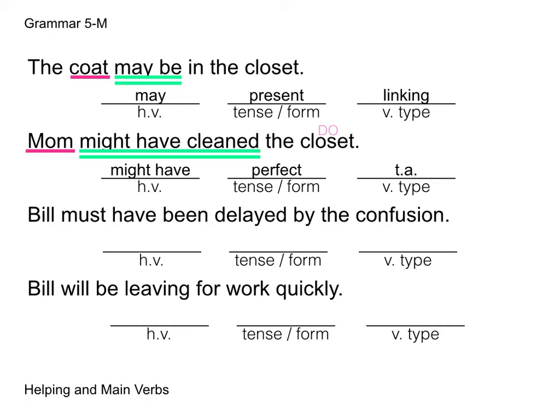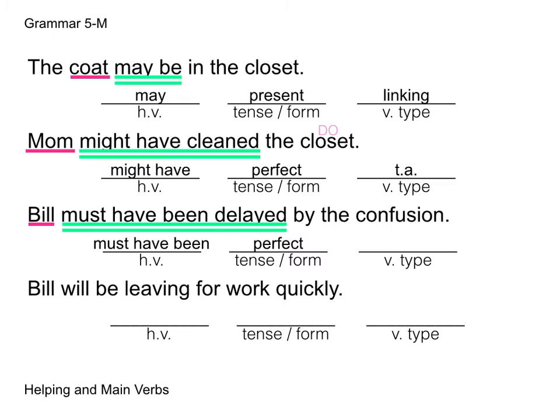Our next sentence is Bill must have been delayed by the confusion. Our subject is Bill. And our verb phrase is quite long. It's must have been delayed. So I double underline the whole thing and I identify my helping verbs. First, I will look for any direct object. I don't have any. I just have a prepositional phrase. So I can go ahead and write my helping verbs must have been. And then the form of my main verb is going to be perfect.